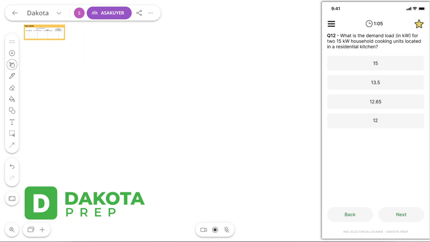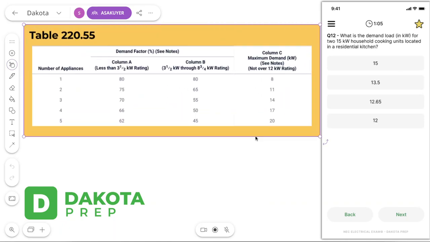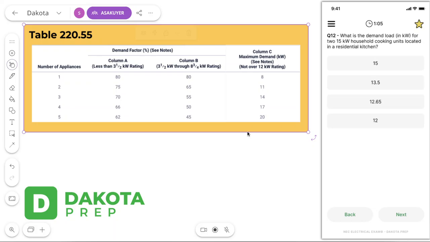Now, specifically, household cooking equipment 220.55, and that sends us to the infamously scary Table 220.55. As this table is not scary. If we look at the details, right at the very top of Table 220.55, it says, hey, use column C in all situations, unless note 3 says, hey, you can use column A or B. Well, in this case, we're going to use column C.